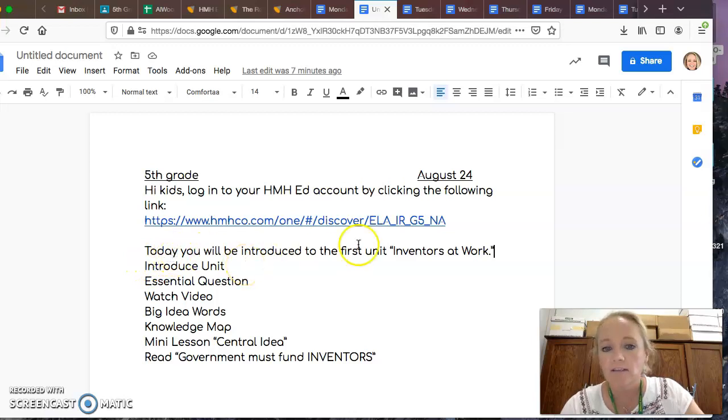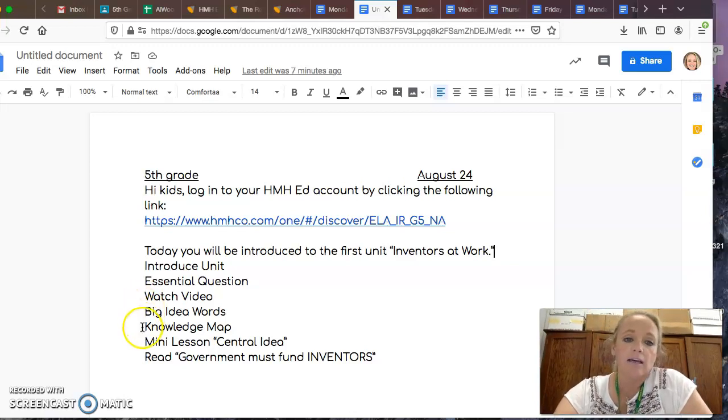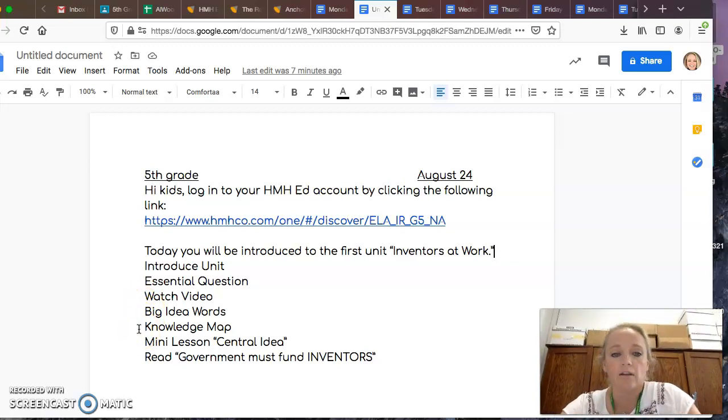Your first unit is called Inventors at Work. And today you're going to get an introduction to the unit. You'll learn the essential question. You will get to watch a video. You'll learn some big idea words. And you'll get a chance to check out the knowledge map and have a mini lesson on central idea. And then you will have the task to apply finding the central idea to the text, Government Must Find Inventors.